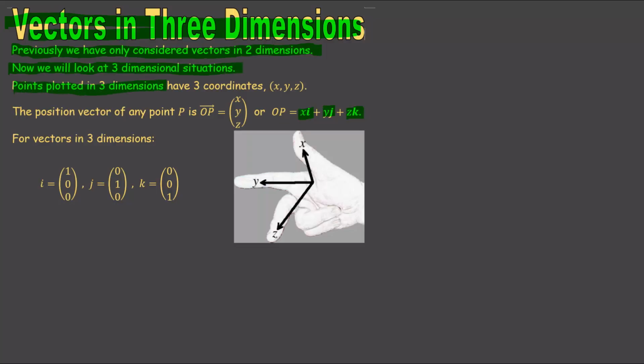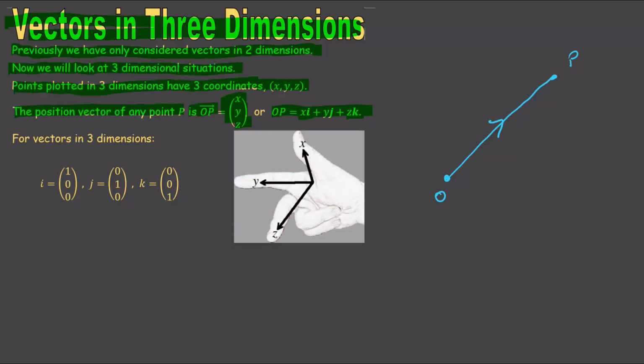Points plotted in 3 dimensions have 3 coordinates, x, y, z. The position vector of any point P is OP, where of course O is the origin, so we're talking about the origin here and some point P over here, and OP is the vector between the two. And that's going to be (x, y, z), or we can express it in ijk notation.